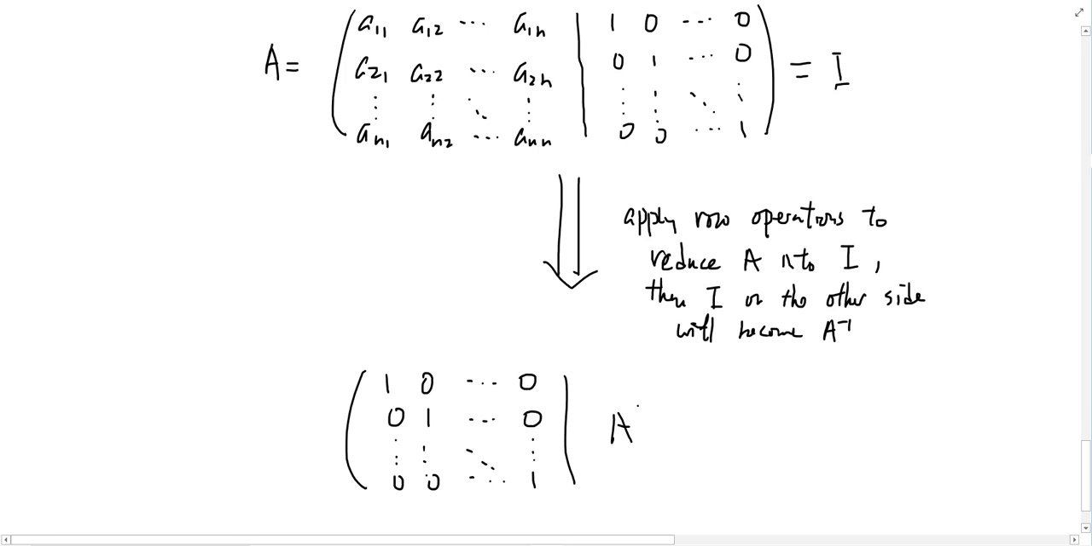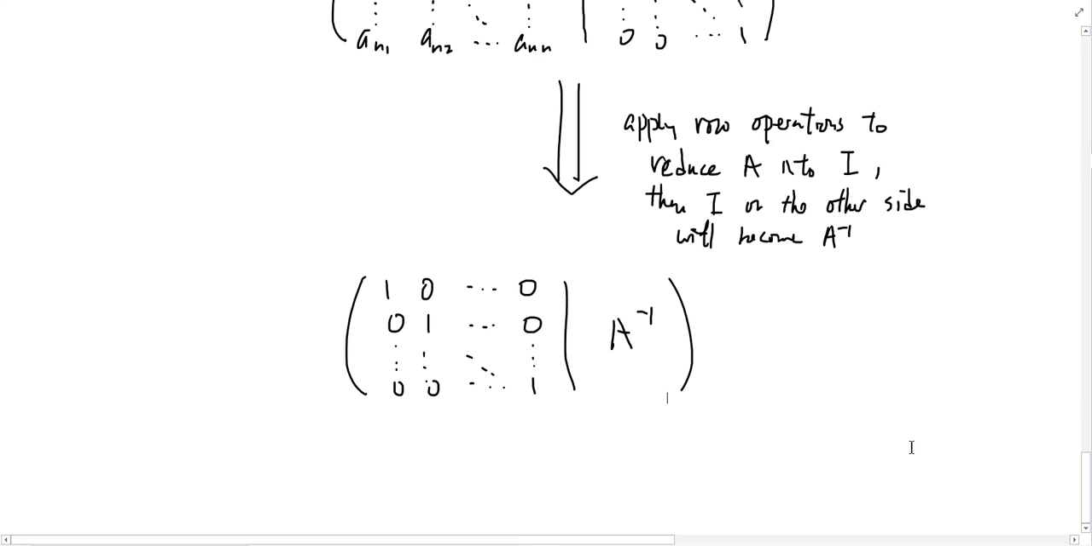Then on this side, it will become A inverse. What if you are unable to get A to become the identity matrix for some reason? Most likely the reason is an entire row becomes 0 on the A matrix side. If that happens, that would tell me that A inverse does not exist for this matrix A.